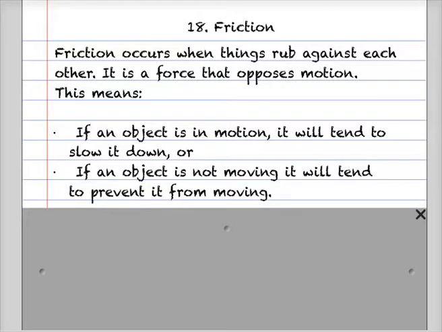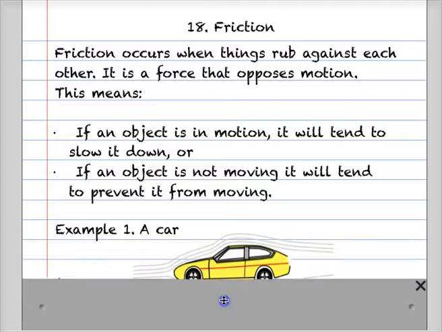In podcast 18, the second of the physics podcasts, we're going to take a more detailed look into friction. Friction occurs when things rub against each other, and it's a force that opposes motion. What that means is that if something is already moving, it's going to tend to slow that object down, or if an object isn't moving and there's a force that is attempting to move it, then friction will try to prevent it from moving.